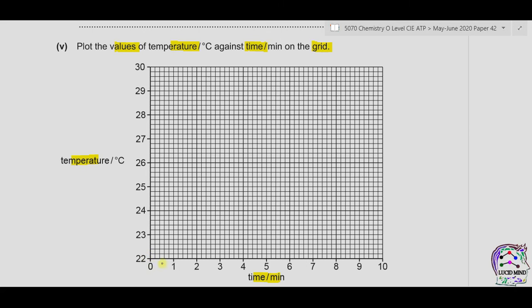On the y-axis each small box is equal to 0.2, so 22.1 will be at this point. Then at 1 minute the value is again 22.1, at 2 minutes it is 22.1, and again at 3 minutes it is 22.1. At the 4th minute there is no reading. At the 5th minute it is 29.1.